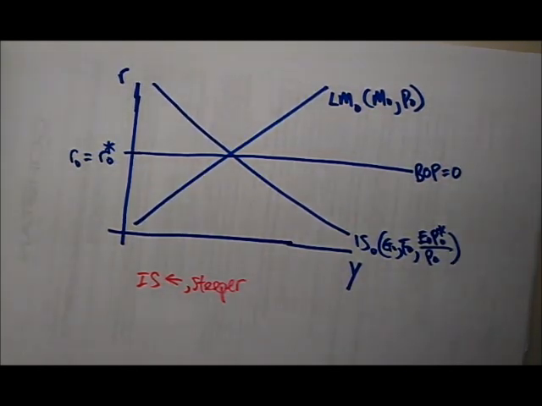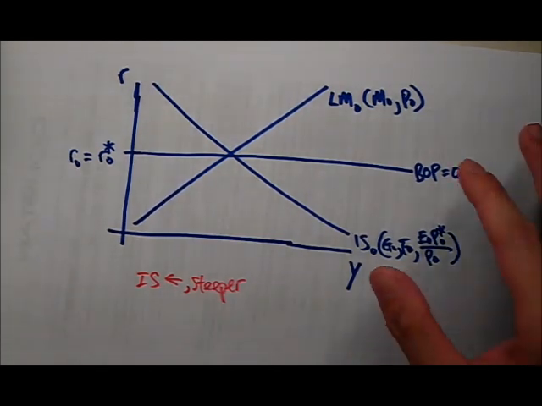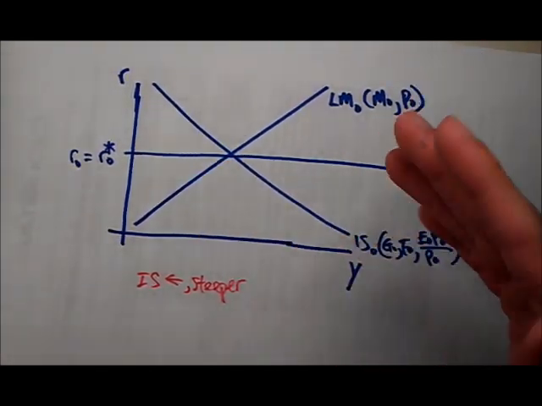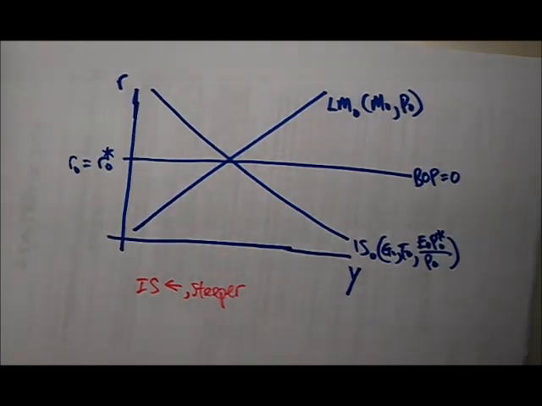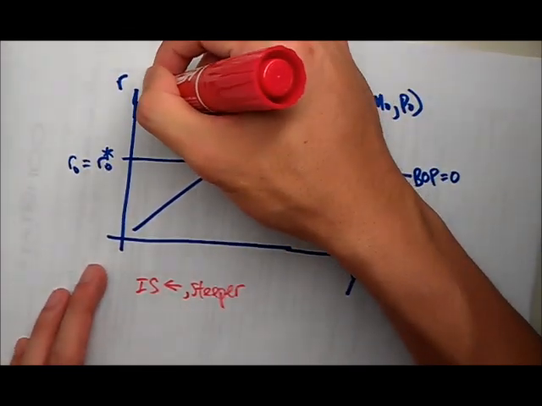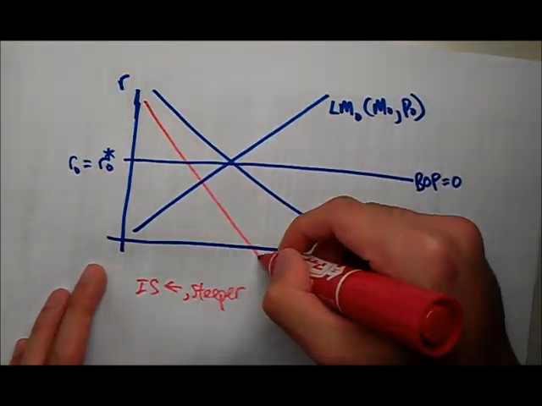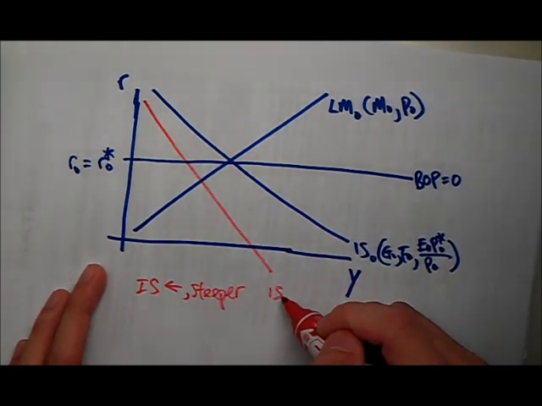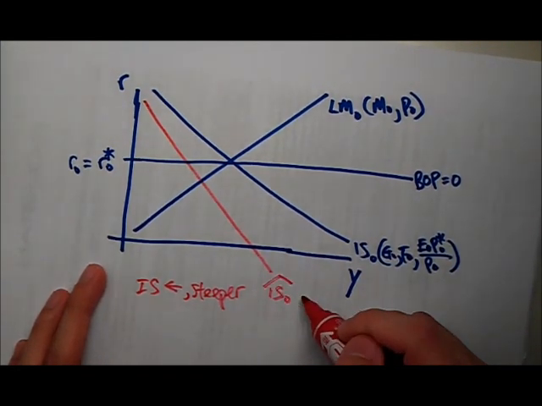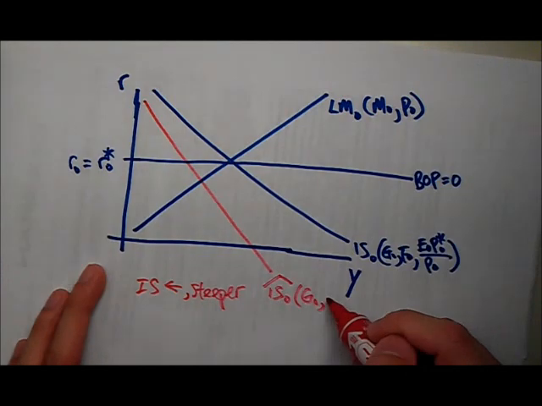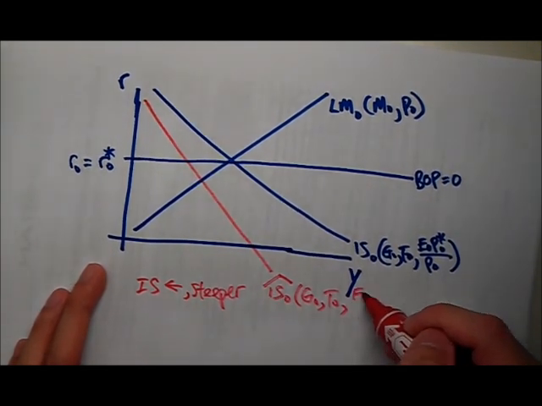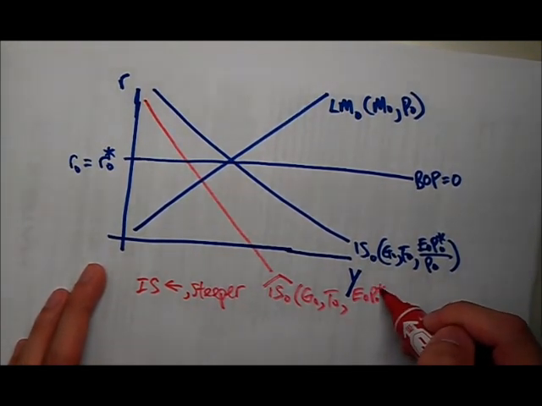I will show you the program that I used to learn how the curves move. So now the IS curve is going to move back and become steeper. So this is what you're going to have: IS naught with a hat on top, G naught, T, and the exchange rate is over here.